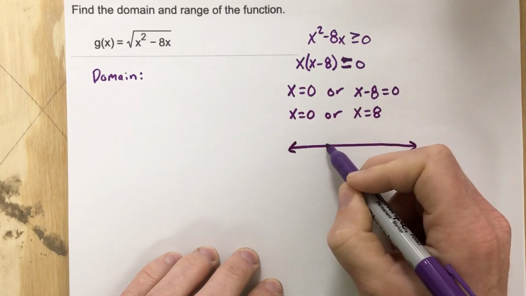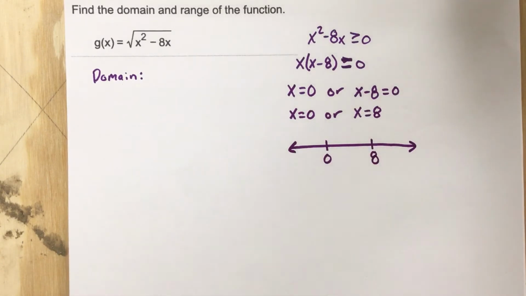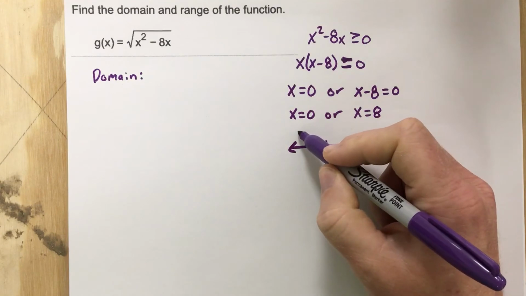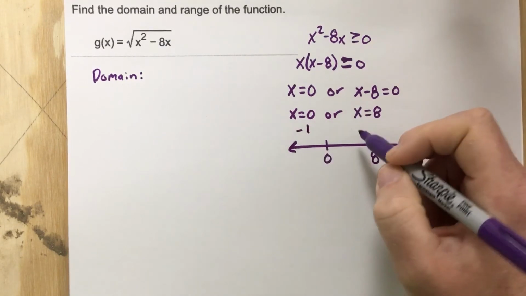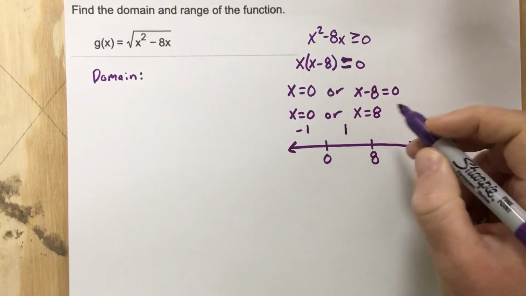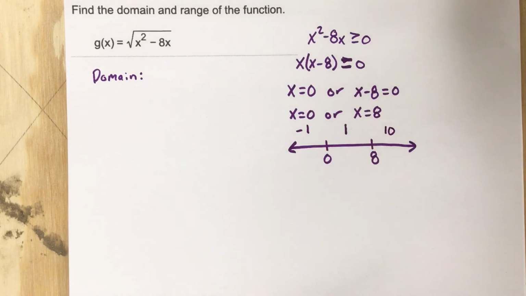When I draw the number line, I'm going to mark 0 and 8 on the number line. And then I'm going to pick numbers to the left of 0, so let's use negative 1. We'll use 1 that's in the middle between 0 and 8, and we'll use 10 as a number that is larger than 8.